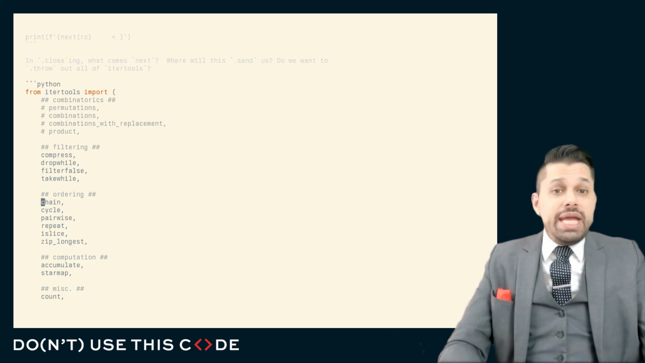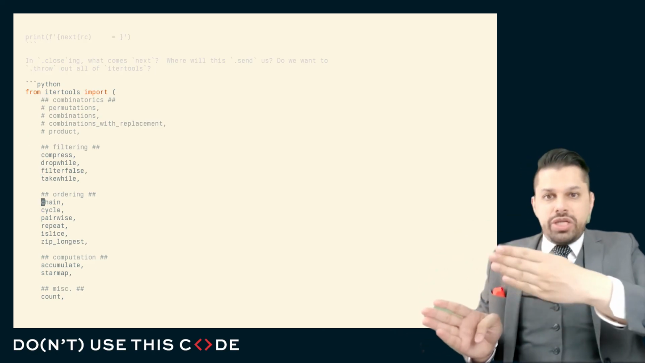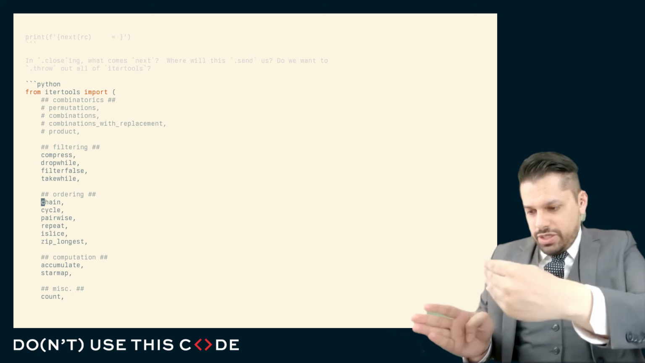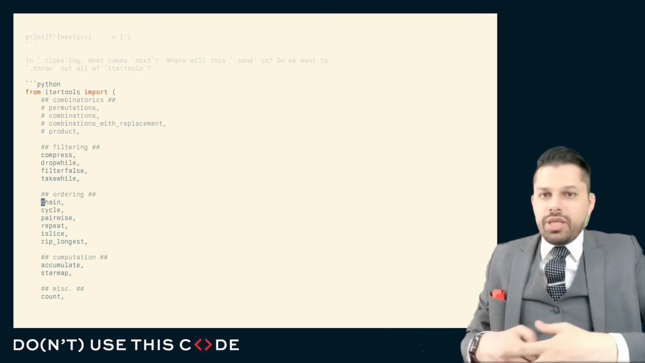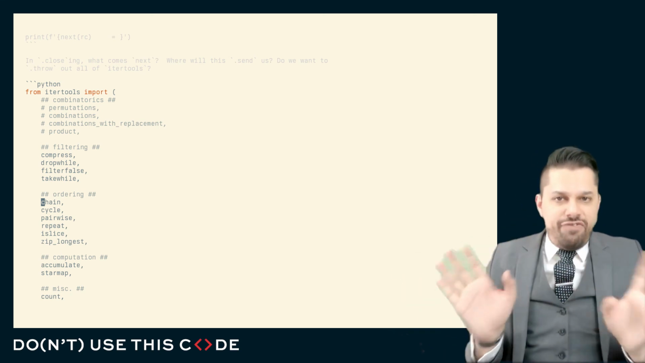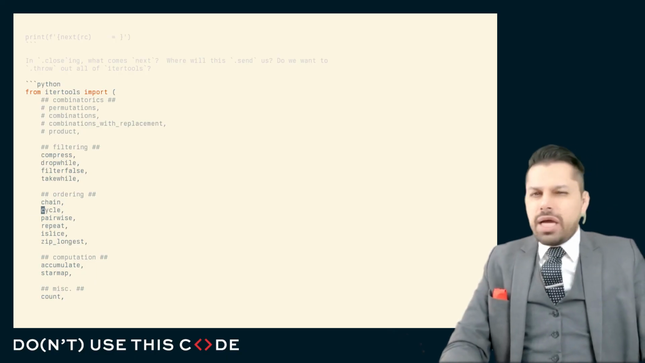For the ordering, chain definitely is in scope. We have a computation that's a finite number of parts. We do this one, this one, this one. Then we switch over to another one, this one, this one, and this one. We should be able to send into chain. Definitely in scope. Cycle, I'm not sure.